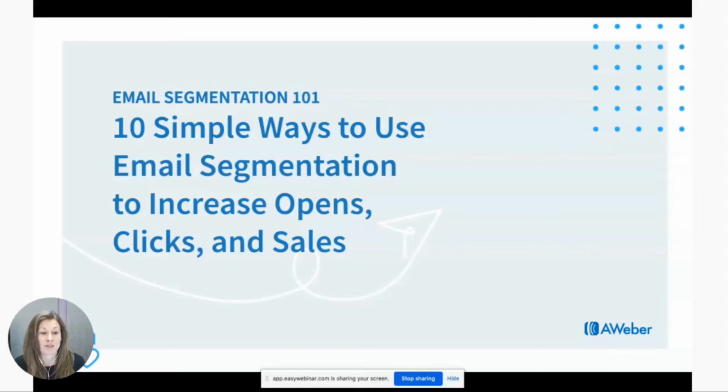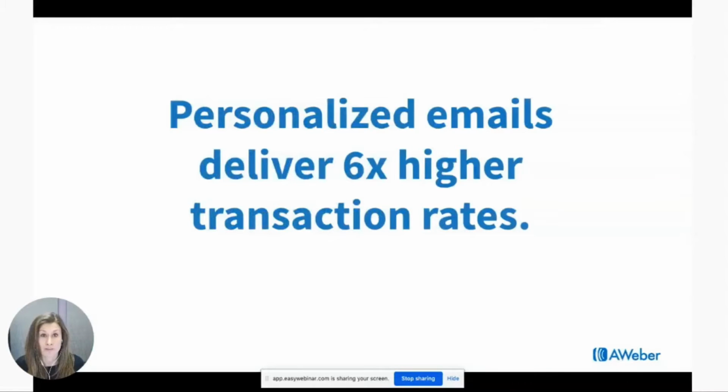So one of the reasons you're probably here today is because email segmentation and personalization are really, really effective. In fact, personalized emails deliver 6 times higher transaction rates, according to research done from Experian. And throughout my career, I've sent a lot of emails and I've done a lot of testing, and I've seen firsthand the power that segmentation can have. I've doubled, tripled click-through rates and open rates by using personalization and segmentation. So it is insanely, insanely effective, and I can attest to that.